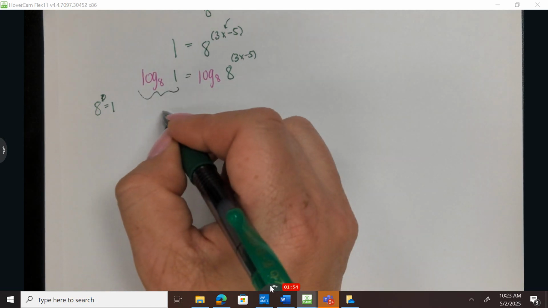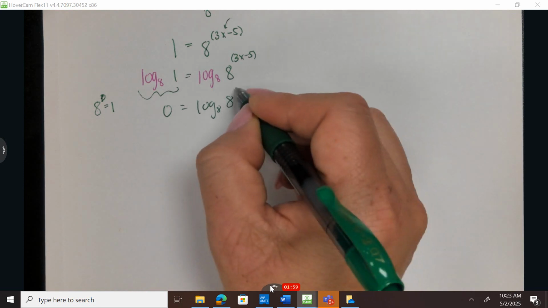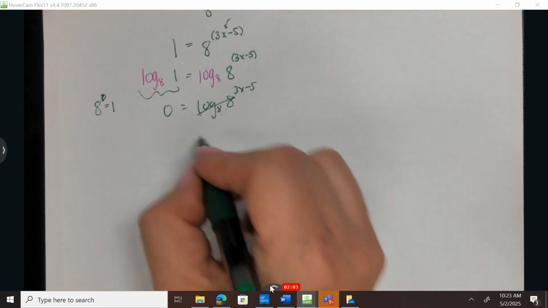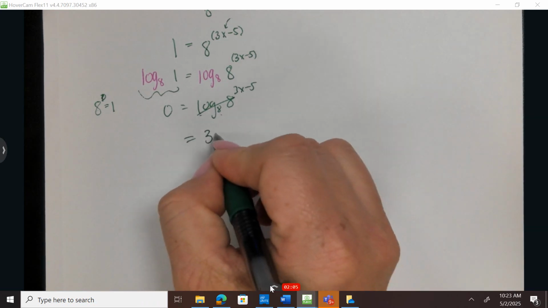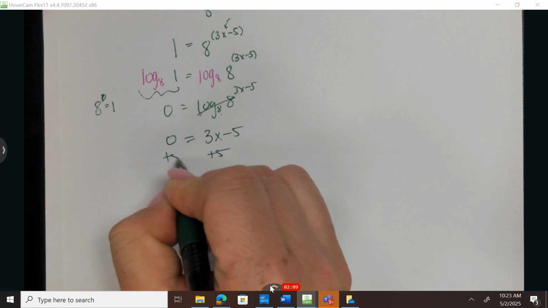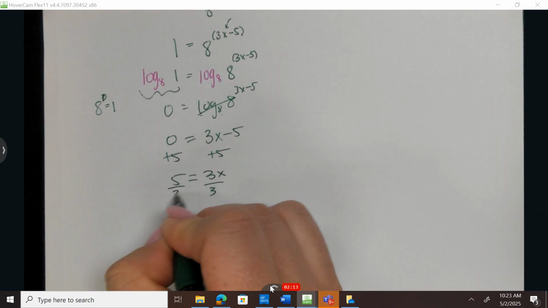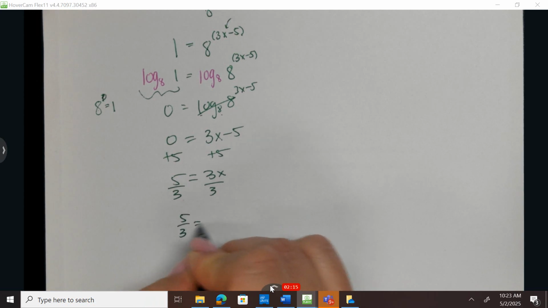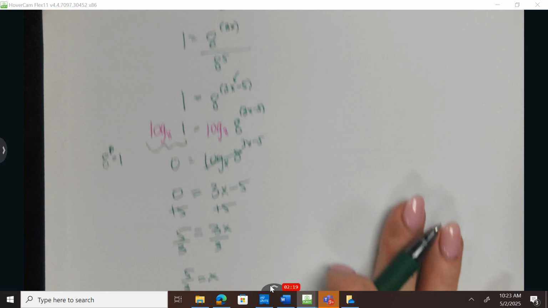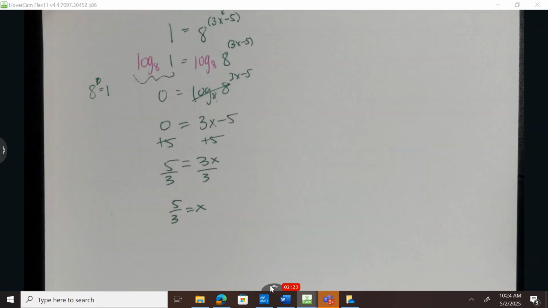So on the left-hand side, I have 0 equals log base 8 of 8 raised to the 3x minus 5. Log base 8 and 8 cancel, and I bring down the 3x minus 5 equals 0. Adding 5 to both sides, I get 5 equals 3x, divided by 3, 5/3 equals x. Don't circle this result. We want the reader to see all of the work that led up to that result and not negate my work.